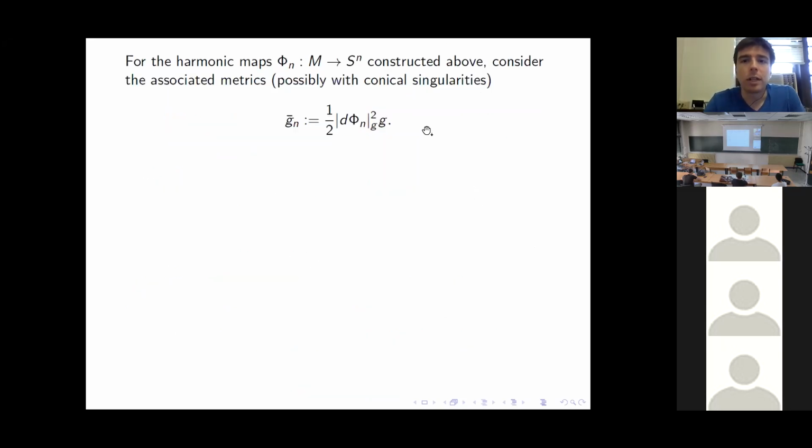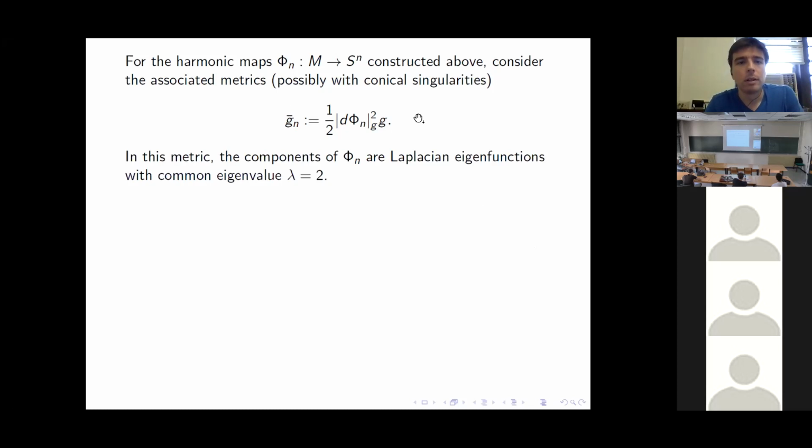So for these harmonic maps, notice we can again consider these associated metrics. And again, these aren't quite metrics around the zeros of the maps, but that doesn't really matter too much, so we view their energy density as constant. So in this metric, just by looking at what the harmonic map equation says, the components of Bn of this map are going to be Laplace eigenfunctions with common eigenvalue lambda is 2. Okay.